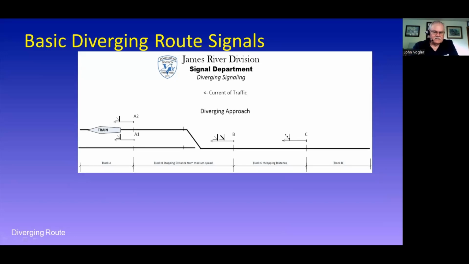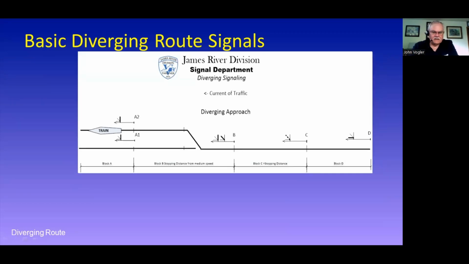Our distant signal is C. It says approach the next signal at medium speed or diverging speed, because we have a diverging signal down there. And then, of course, out at D again, you can see we have a clear because there's no restrictions stopping distance ahead. These are stopping distance blocks.